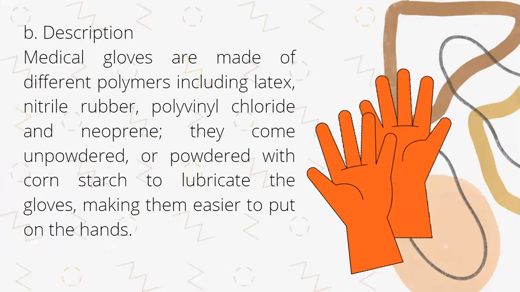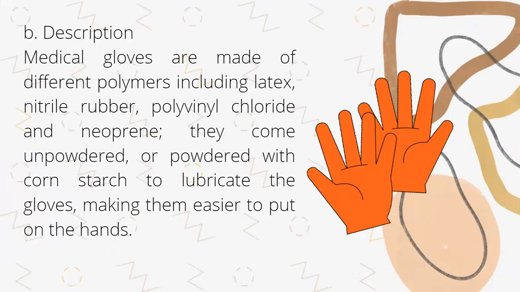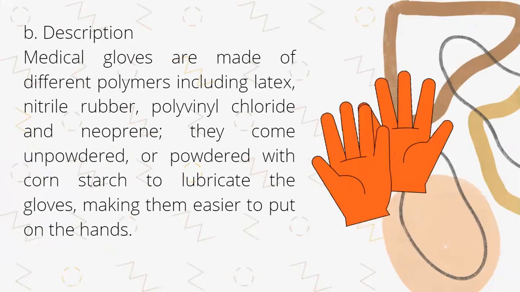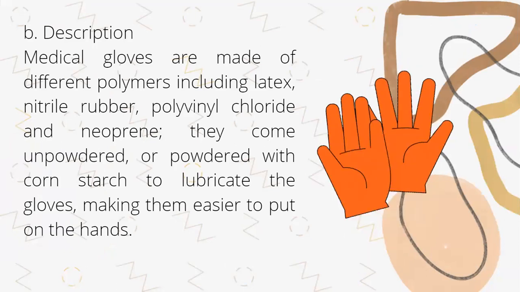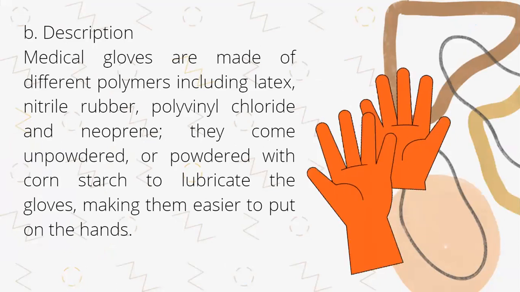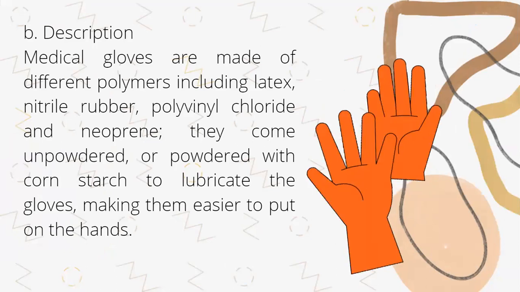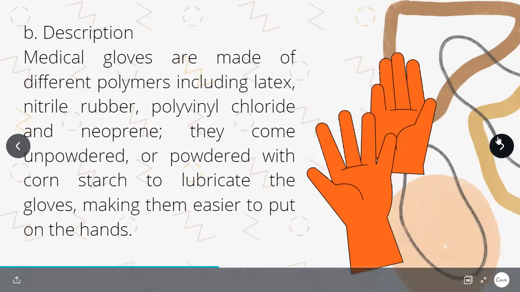Description. Medical gloves are made of different polymers including latex, nitrile rubber, polyvinyl chloride, and neoprene. The compound is powdered with corn starch to lubricate the glove, making them easy to put on the hand.